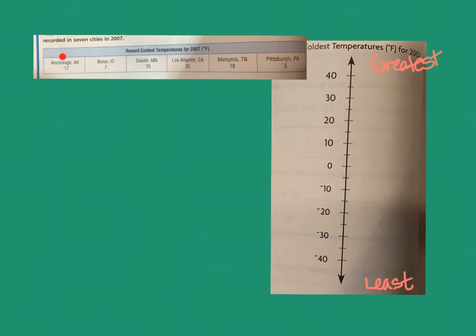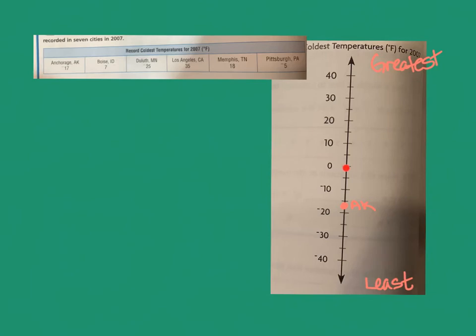Let's start with Anchorage, Alaska. Anchorage, Alaska was negative 17 degrees as the lowest temperature. That's cold. I can't even imagine what that would feel like. Negative 17, so I'm at 0. I'm going to go negative 10. That would be 15, so right about there-ish would be negative 17. And I'm going to put AK for Alaska, just so I know which one that is, because otherwise I'll get confused. Boise, Idaho was 7 degrees positive.